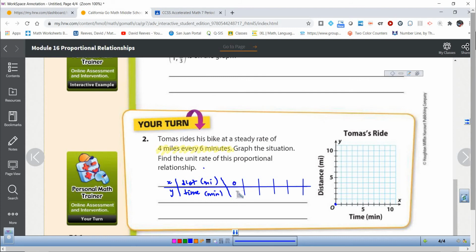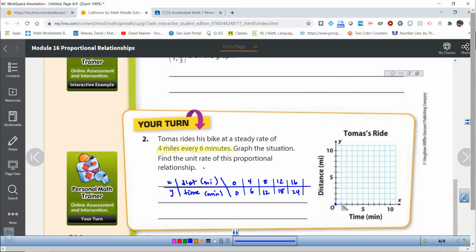Okay, we know that if he rides 0 minutes, he will go 0 miles, right? 0 minutes, 0 miles. And he goes 4 miles every 6 minutes. So he's going to go 4 miles in 6 minutes, right? Well, if I do it again, what would I have? I'd have 8 and then 12. And if I did it again, I would have 12 and 18. And if I did it again, 12 plus 4, I'd have 16. Add another 6. What do I get? I get 24. So here is the table version. Again, this is our verbal or our words. Here is our table. Let's go ahead and make the graph.